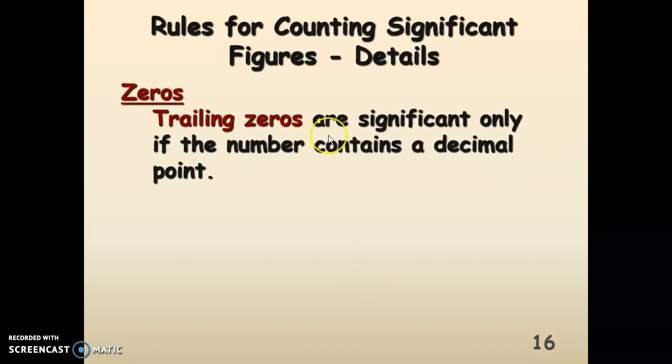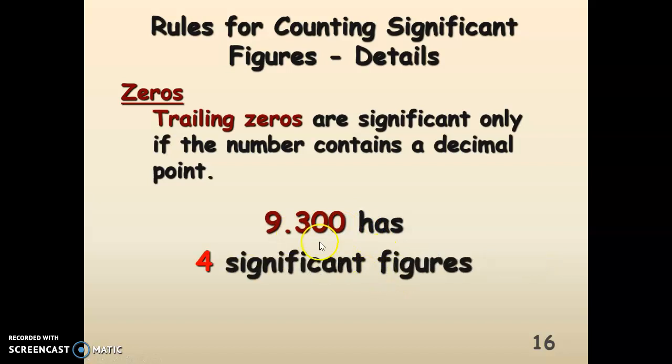All right, so trailing zeros are not as easy because they're significant only if the number contains an expressed decimal point somewhere. So here's an example, 9.300. Well, those zeros are trailing and there's an expressed decimal point in the number. So if you got a 0 after a non-zero and there's a decimal point expressed, then those are significant. So 4 significant figures there.